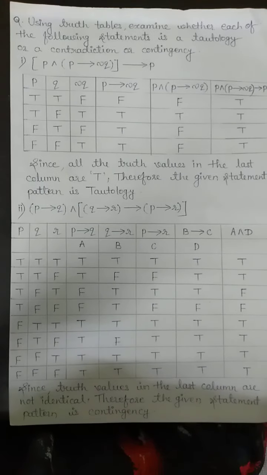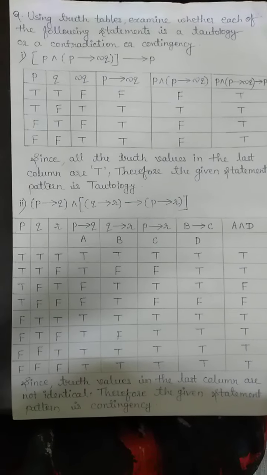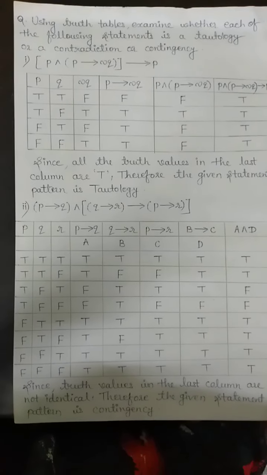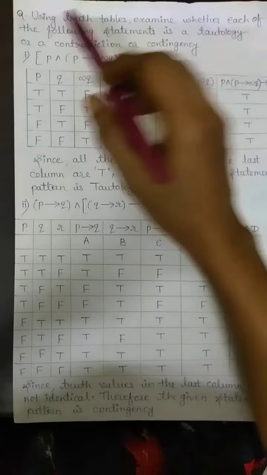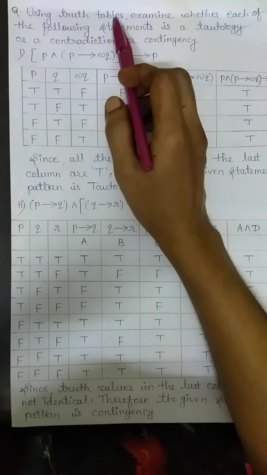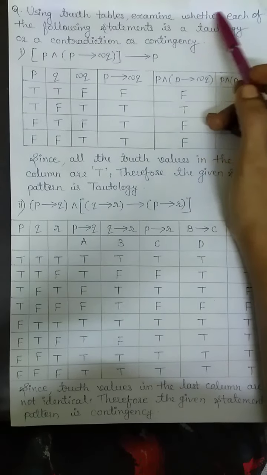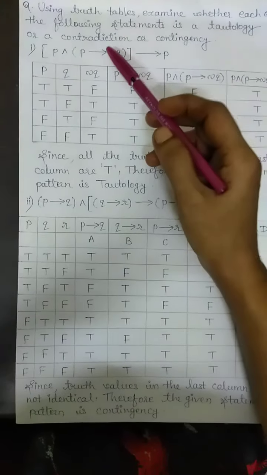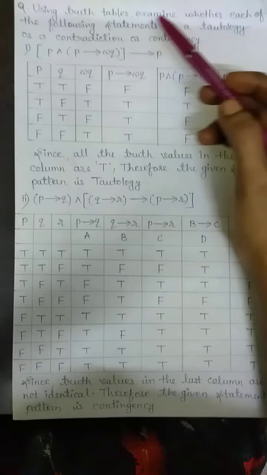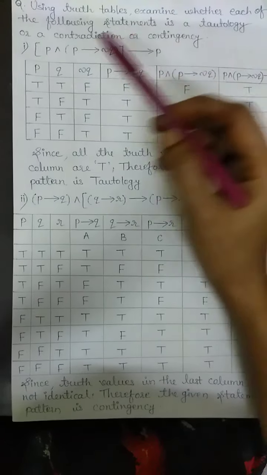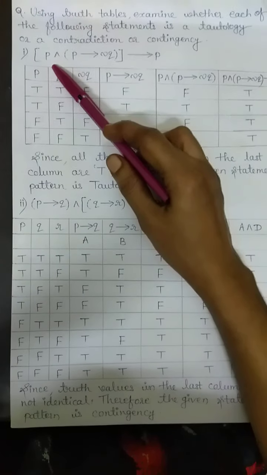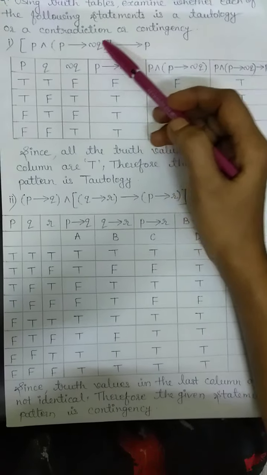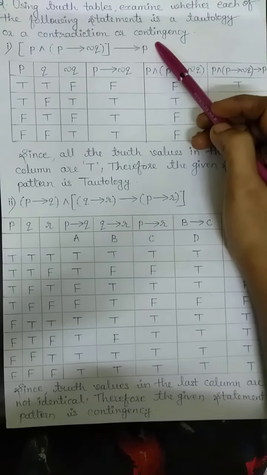Hello students, in last lecture I already started with the concept tautology, contradiction and contingency. Let's continue with the same part. Using truth table, examine whether each of the following statement is tautology or contradiction or contingency. First one, P and P implies negation of Q implies P.